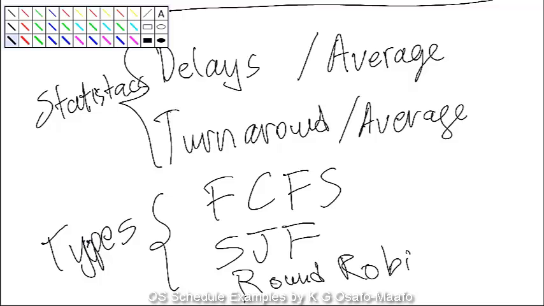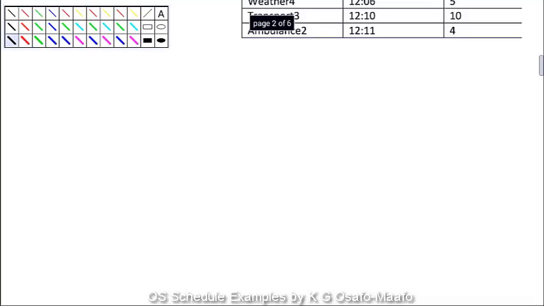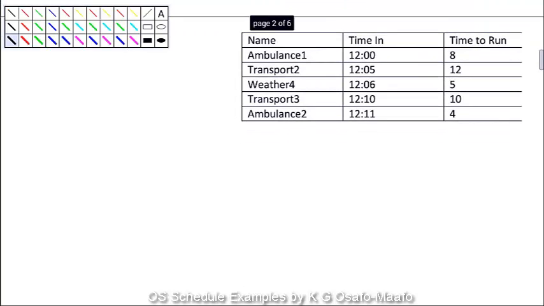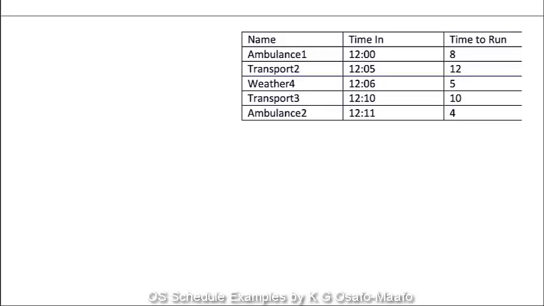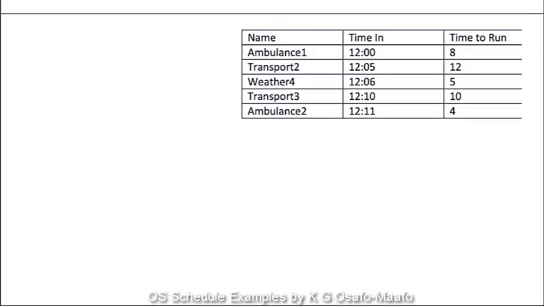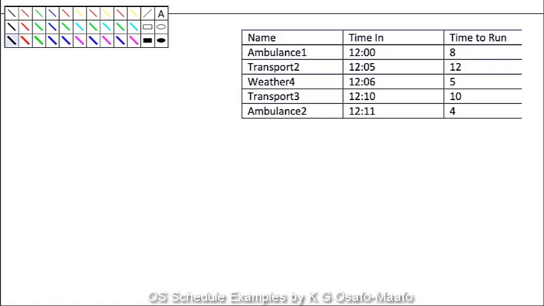Right. So let's look at first come, first served. So this is a schedule with a few jobs. So we have ambulance, transport, weather, transport, ambulance coming in at different times. So if it's a first come, first served, right, so I have the ambulance for 1, transport 2, weather 4, transport 3, ambulance 2.